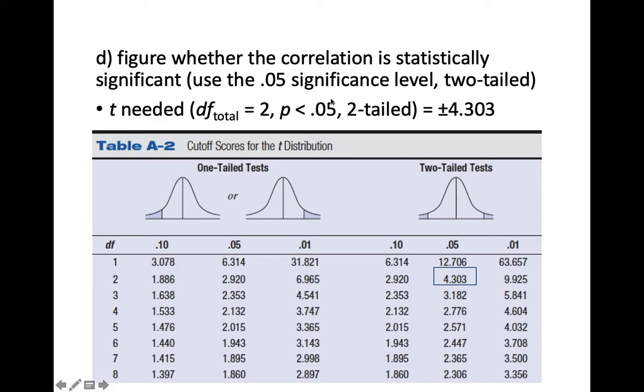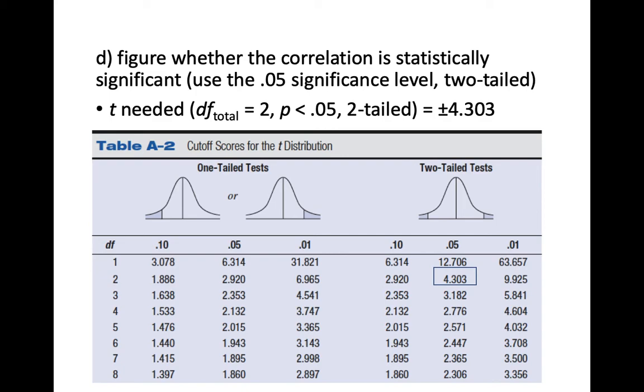Okay. So we have 2 degrees of freedom in this case because when figuring a correlation, degrees of freedom is calculated as n minus 2, where we've got the number of participants minus 2. So 4 participants minus 2 is 2. Alpha level 0.05, and then it was specified to do a two-tailed test. Essentially what we're testing here is whether or not the correlation is different from 0.